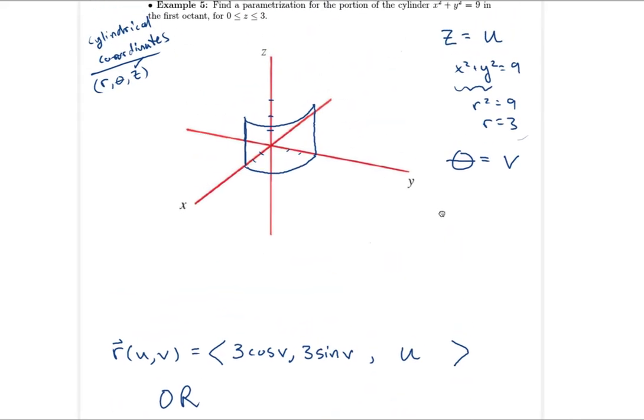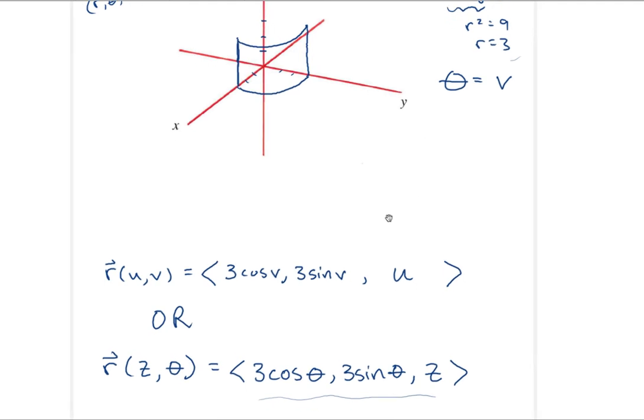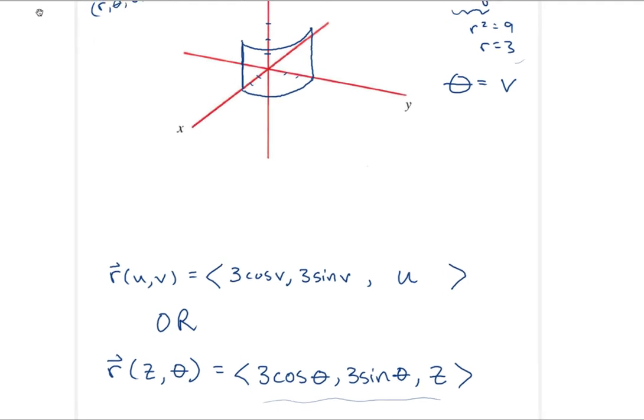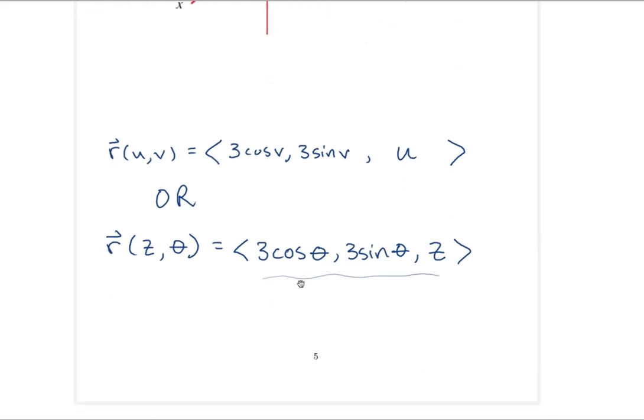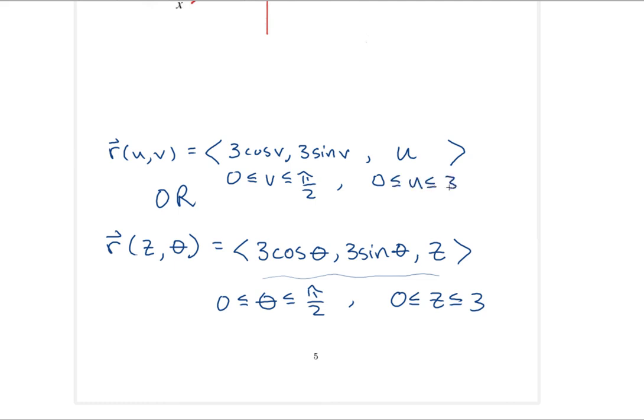So we've got our picture there. But what we do have to do is state the limitations on these variables. Let's start with the one on the bottom actually. We know that if you're in the first octant, theta has to always be between 0 and pi over 2. And z is always between 0 and 3 based on the instructions. And then up here we'd have to say the same thing. So v is between 0 and pi over 2, and u is between 0 and 3.